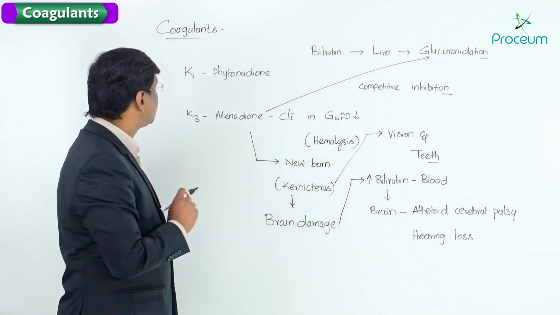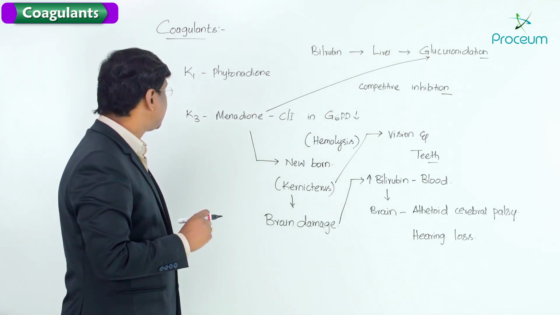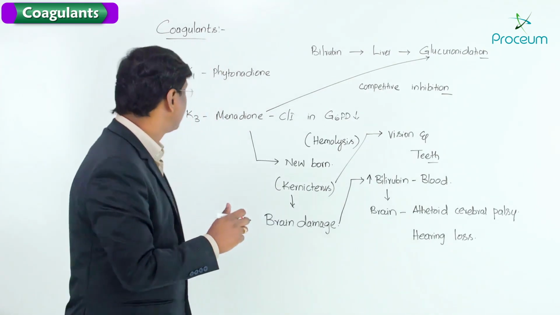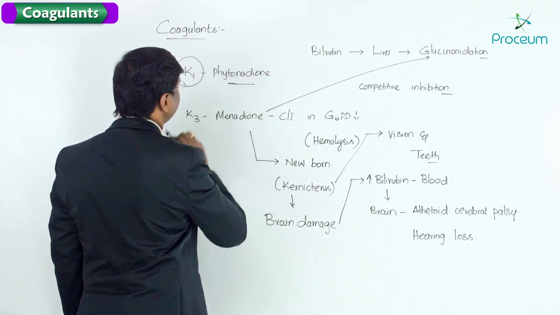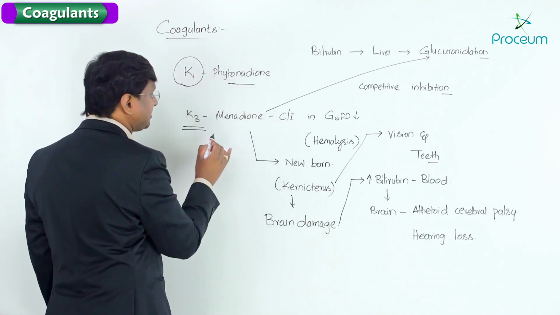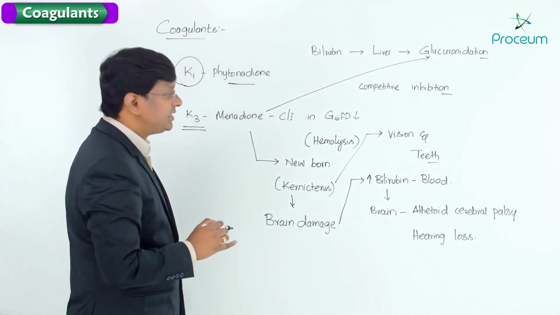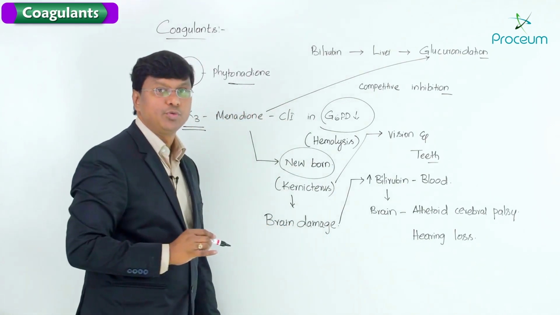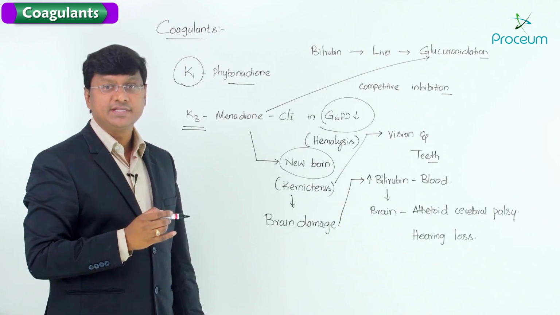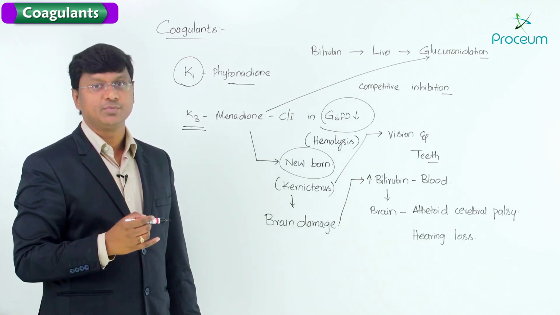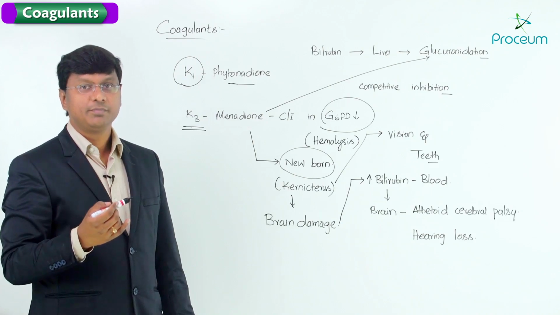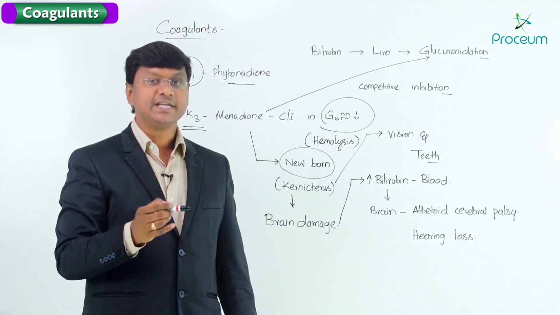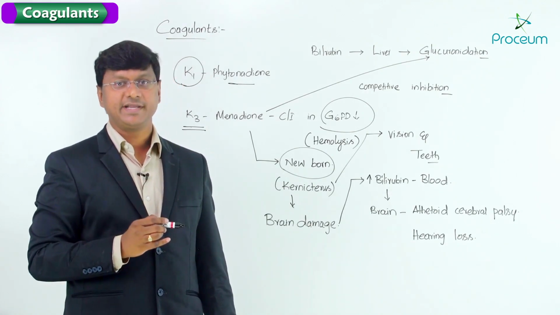So this is about your coagulant formulations K1 and K3. In many of the indications, wherever you require vitamin K, we give the K1 form, which is phytonadione. And the K3 form is contraindicated in patients with G6PD deficiency, and it is also contraindicated in the newborn babies. It is contraindicated in G6PD deficiency because it will cause hemolysis. It is contraindicated in newborn because of more chances of kernicterus due to competitive inhibition of glucuronidation of bilirubin and its displacement from plasma protein binding sites.